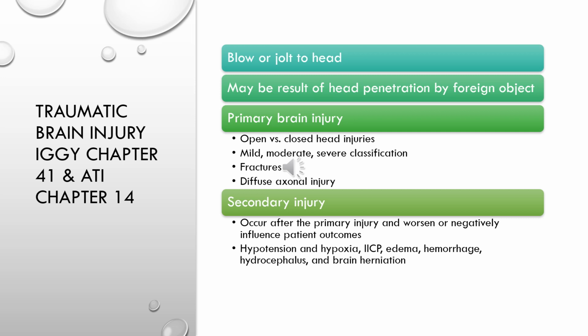And it can also result from head penetration by a foreign object. So a bullet, a knife, a stick, anything like that can also cause a traumatic brain injury. And then yesterday in our case study, we talked a little bit about primary brain injury versus secondary. The primary is the initial insult or event that occurred. It can be an open or a closed head injury, with it being just what it says.